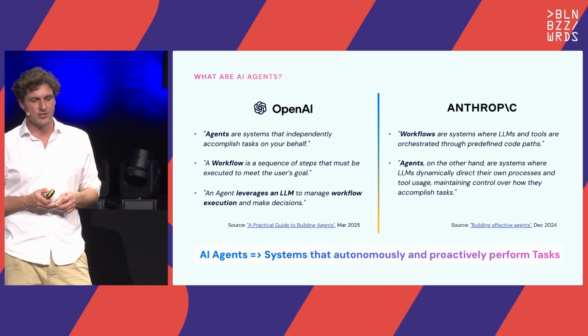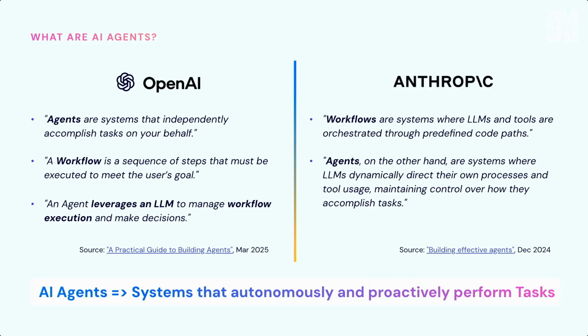We got some definitions from OpenAI and Anthropic recently, differentiating really between agents and workflows. In that regard, agents are more independent systems that manage workflow execution, making decisions, systems that act autonomously and proactively to perform tasks, while workflows are more deterministic, predefined code paths that are executed towards a specific goal, whereas agents, as you can see, have a bit more freedom.